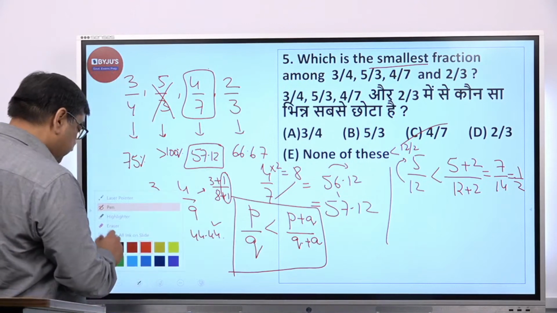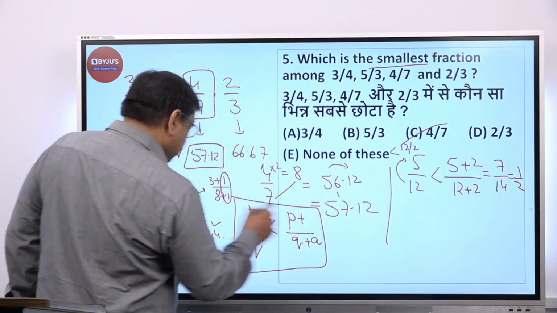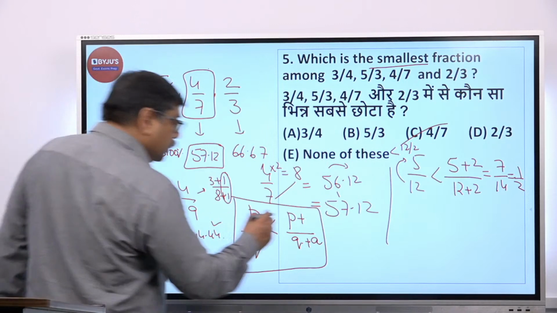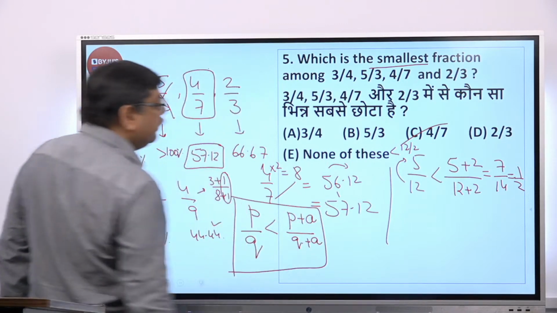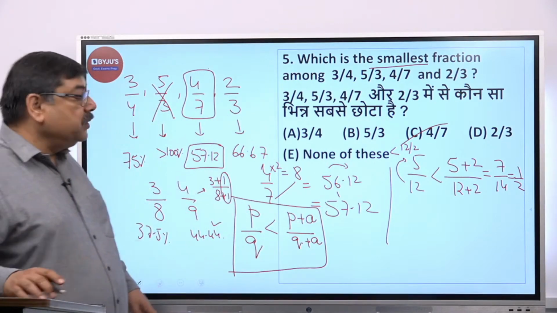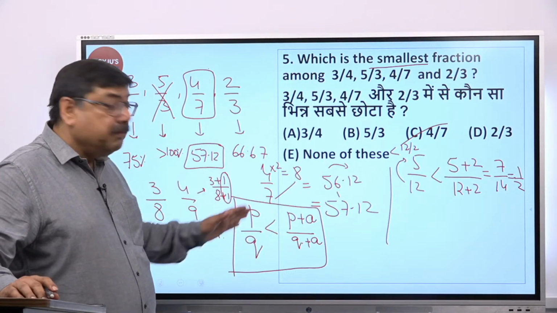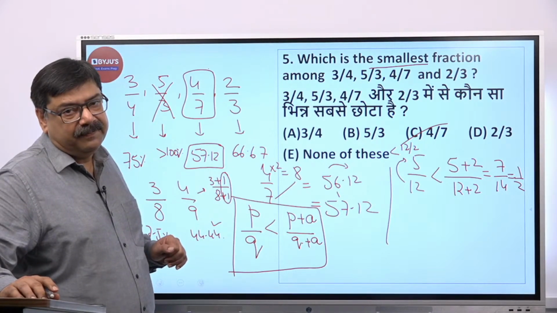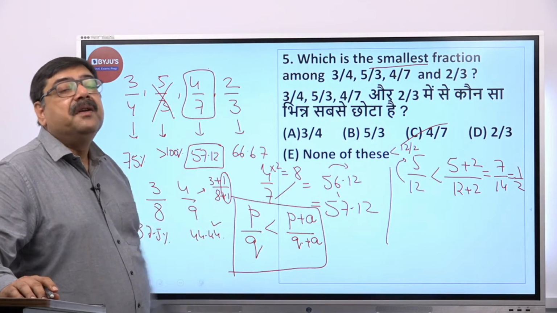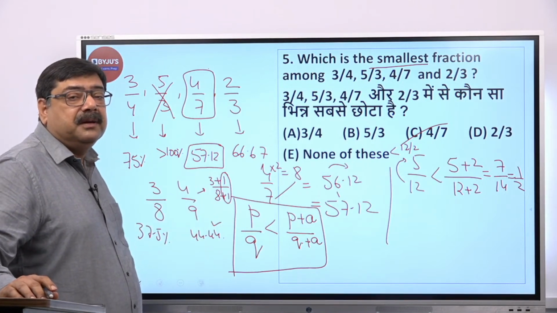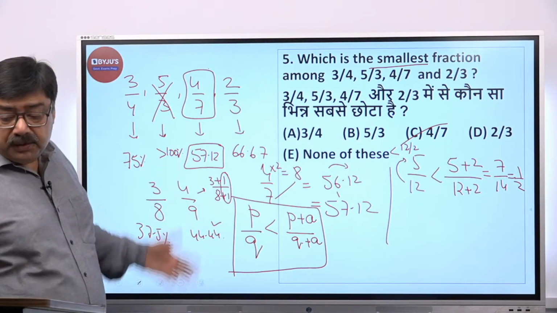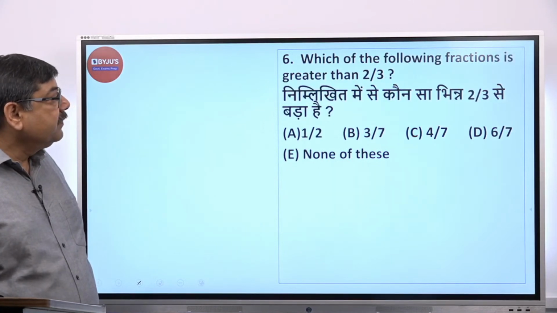I'll just correct this. If I read it incorrectly, then even you could do so. So proper A I will make. So P by Q is less than P plus A by Q plus A. All right, so remember this. This is again a very useful rule which might be used in some of the questions.